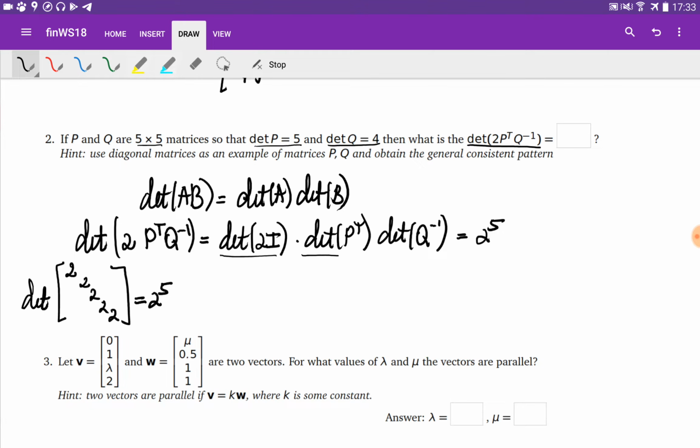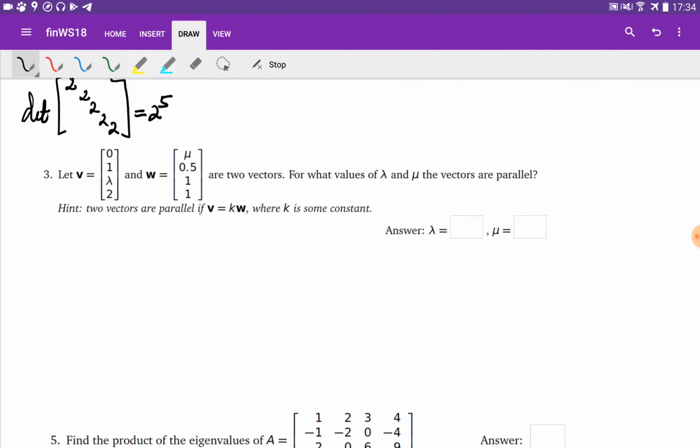So from the properties of the determinant, it is clear that the determinant of the transpose of the matrix is the same as the determinant of the matrix, which is given, and the determinant of the inverse is the reciprocal of the determinant, which is going to be 32 over 4, which is 8. 8 multiplied by 5, which is 40.